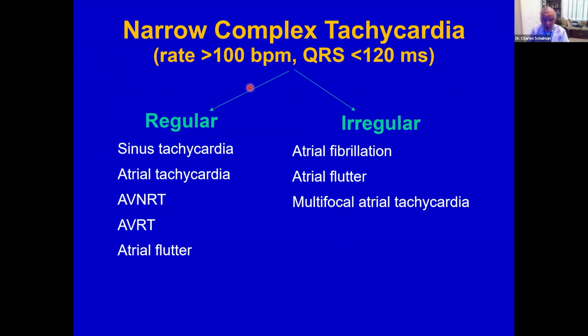So the definition of a narrow complex tachycardia is a rate over 100 with a QRS duration of less than 120 milliseconds. These come in 2 varieties, regular and irregular. Regular narrow complex tachycardias may be sinus tachycardia, atrial tachycardia, AV nodal reentrant tachycardia, AV reentrant tachycardia, and atrial flutter. Irregular tachycardias: the most common one that we see in any context is atrial fibrillation. Atrial flutter is usually regular or with some regularity, although it may look like it's irregular. And then multifocal atrial tachycardia, which I will show you.